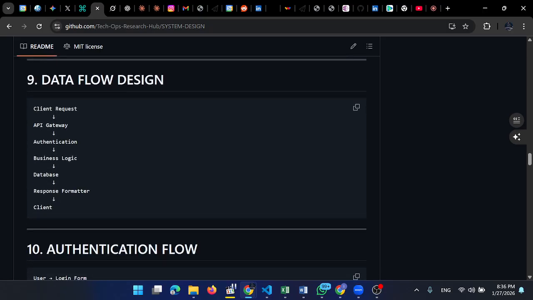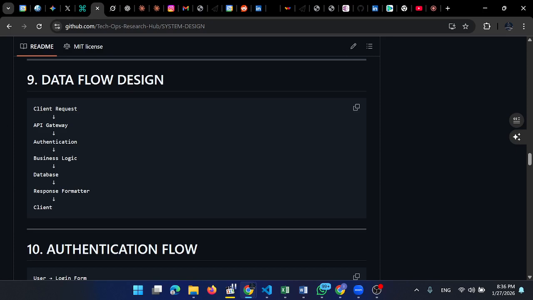Under the data flow design, this is also a very interesting area. Remember, up to this juncture, we already have a very clear perspective on system architecture. And now we're looking at data flow design. So here we have a client request. This client is trying to make a request through the API gateway.